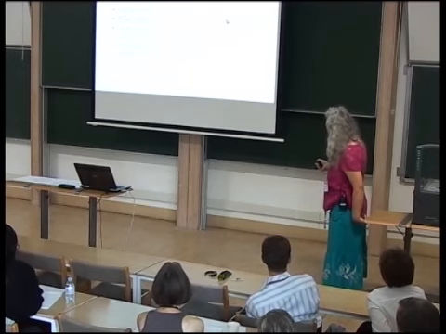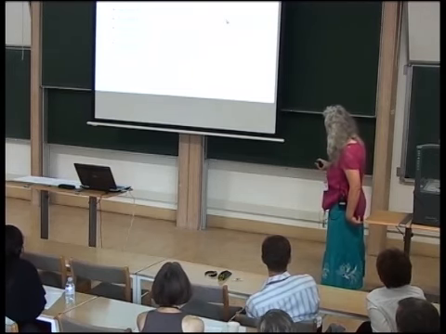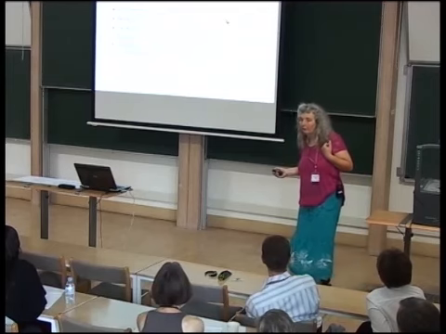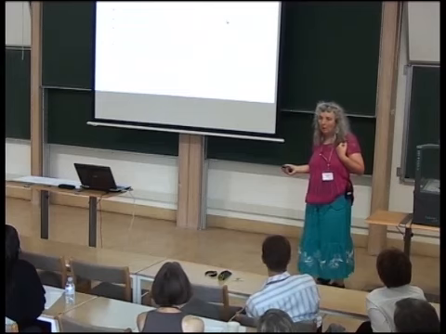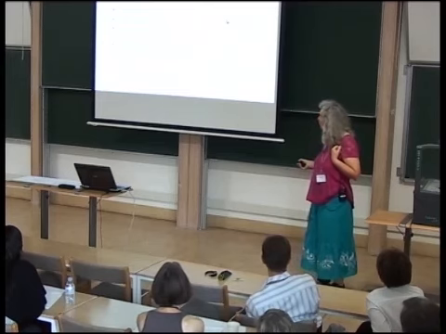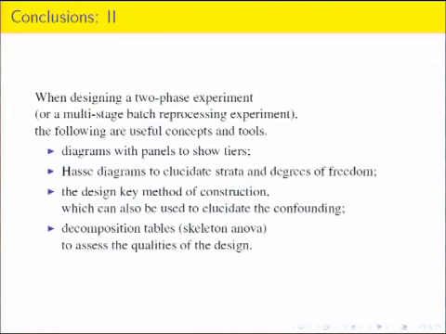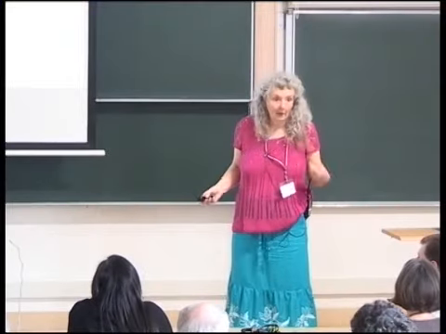The design key method of construction for orthogonal designs really helps you work through things in a systematic way to work out what's possible, and you can just go through it step by step and work out what's confounded where. And I find that these tables, skeleton ANOVA tables, really help me assess the qualities of the design, even though I might not be using ANOVA to do the analysis. So I hope there's lots of questions there for people to think about. Thank you.